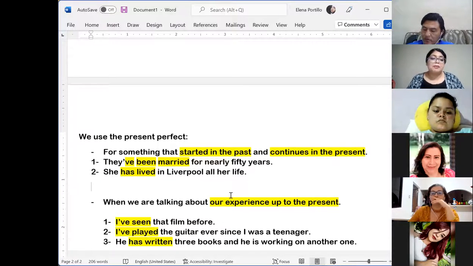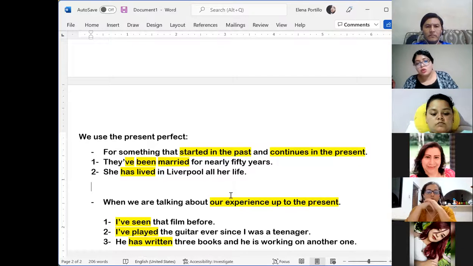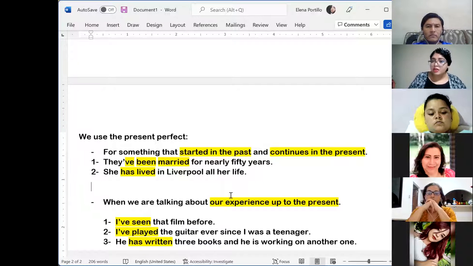So in the case that we were talking with someone about movies, and one of our friends says, I like maybe Star Wars, and I didn't see the movie, so I want to see that movie this weekend. And you can say, oh, I've seen that film before. I have experience with the movie because I have seen that film. In the second one, I have played the guitar ever since I was a teenager. So I have experience with that instrument, and I have some things that I can say about it. And in number three, he has written three books and he's working on another one. So he has experience writing books and now he is writing another one.